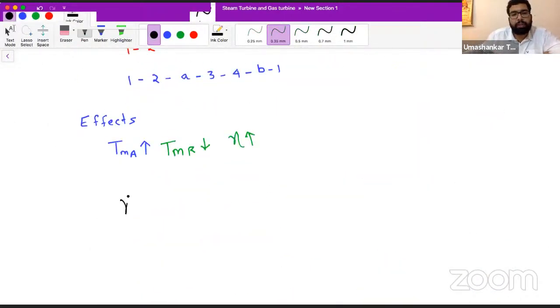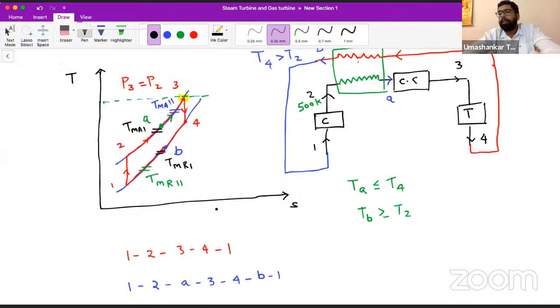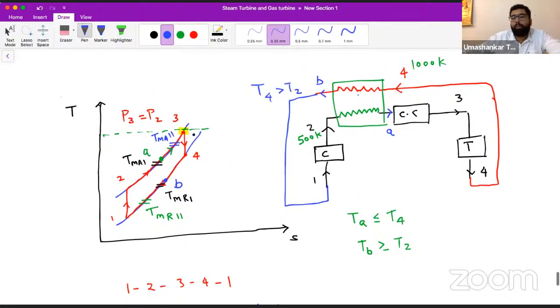If I write the efficiency with regeneration, it is turbine work minus compressor work upon heat added. You see, no formula needs to be memorized if you have your basics right. Our turbine work is nothing but Cp(T3 minus T4). Cp will be cancelled out, so I am writing just in terms of temperature. It will be T3 minus T4, because this is our expansion.